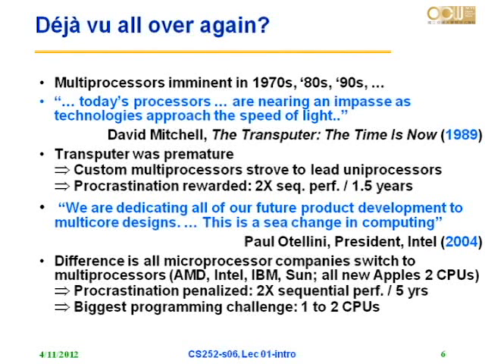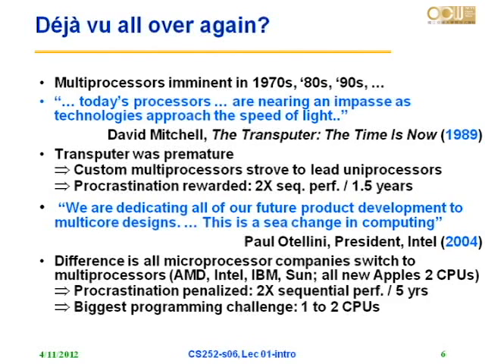We're dedicating all of our future product development to multi-core designs. This is a sea change in computing. And this statement was made about 10 years ago. And the difference is all microprocessor and hardware companies switched to multiprocessors. No exception.